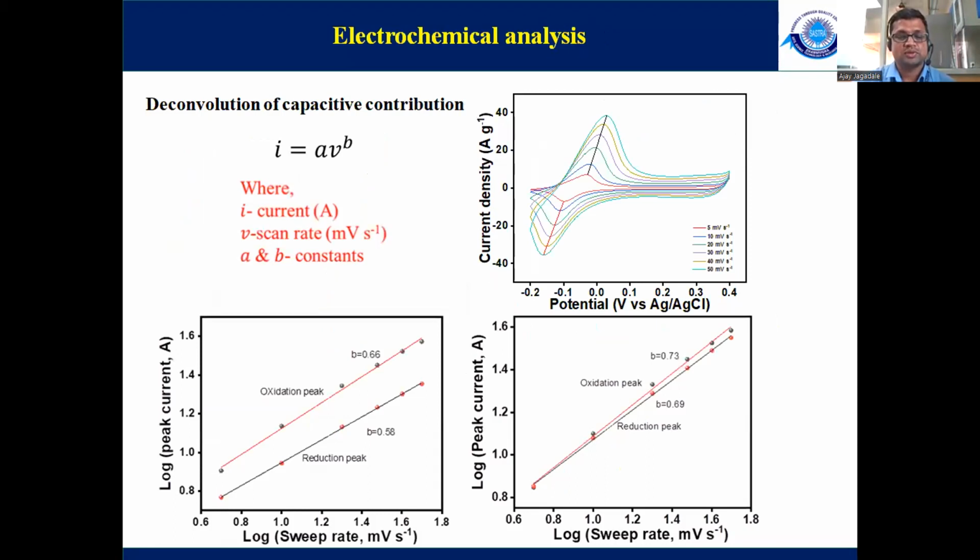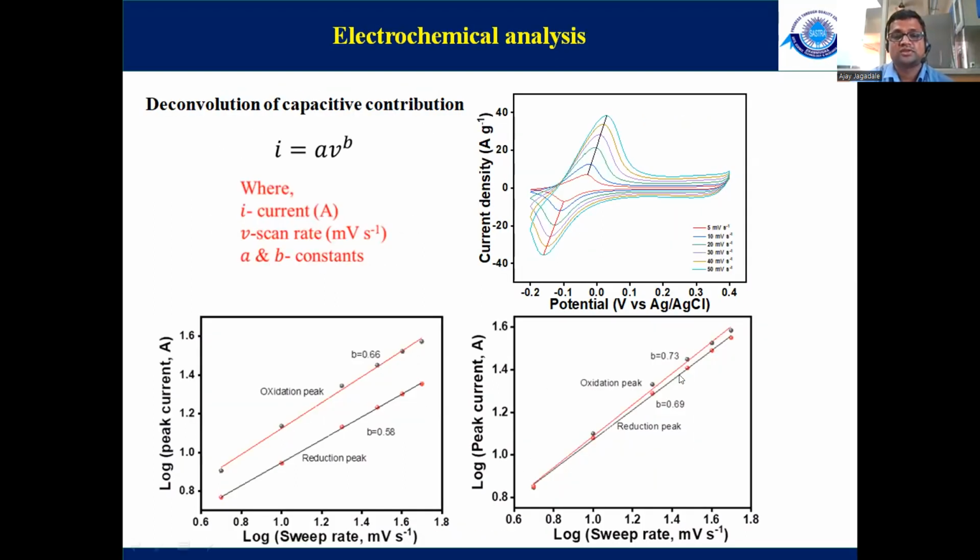So deconvolution of capacitive contribution is done by using this formula, i equals a v to the power b. Here a and b are adjustable constants and v is the scan rate. From this one can find the value of b, and from the value of b we can guess which kind of material this is, whether it is pseudocapacitive or a battery type electrode material. We got a b value of 0.66 for the oxidation peak, and for the reduction peak the b value was 0.58, and this is close to battery kind of behavior.